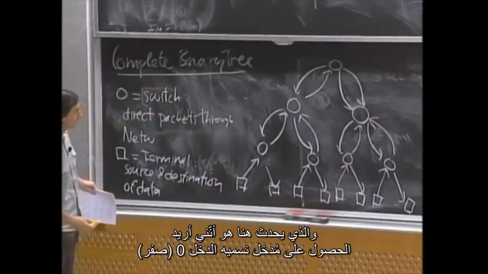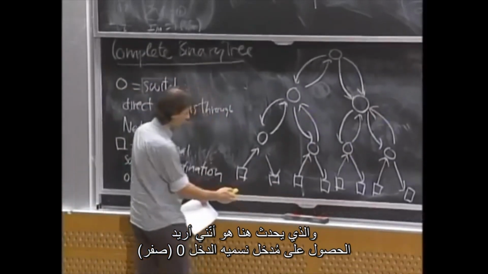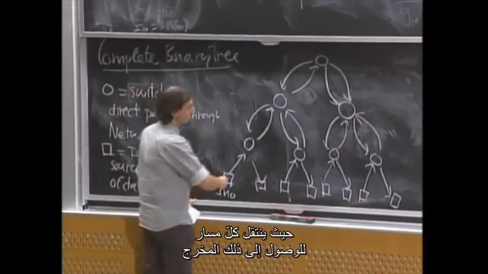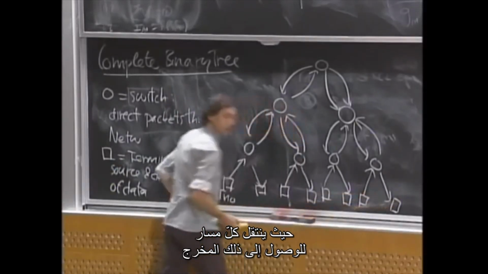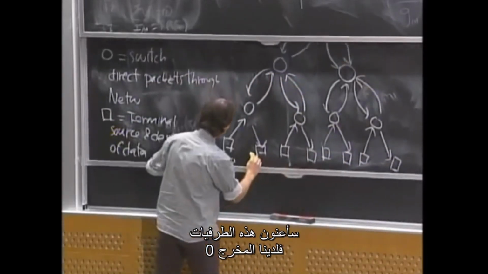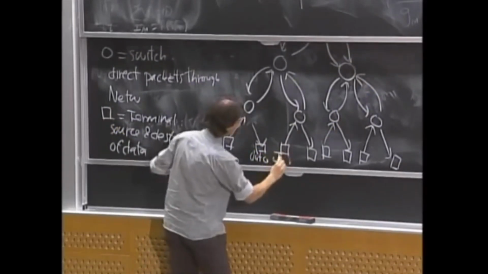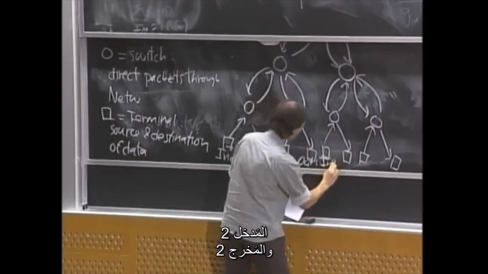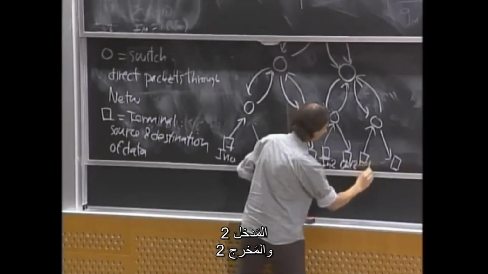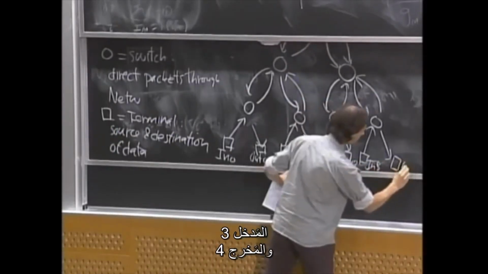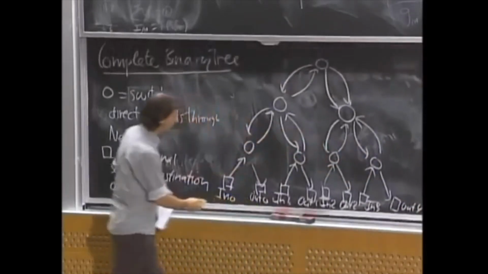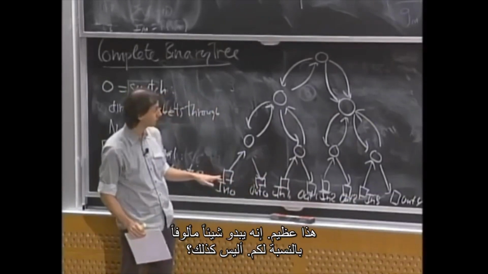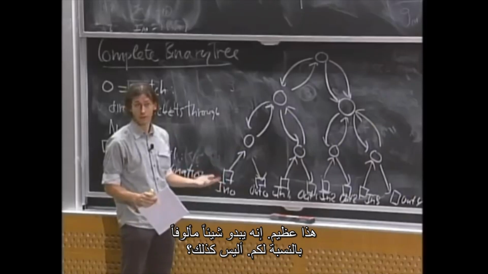So what is happening here is that I would like to have an input, say input 0, travel all the way over to, say, the output that is present over here. So let me label these. We have the output 0, input 1, output 1, input 2, and output 2, input 3, and output 4. Well, I can definitely reach every single output from any input. So that's great.